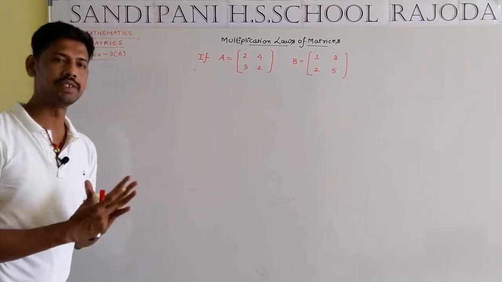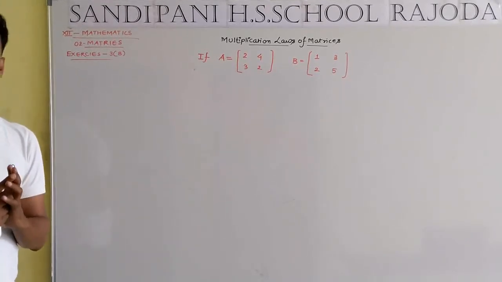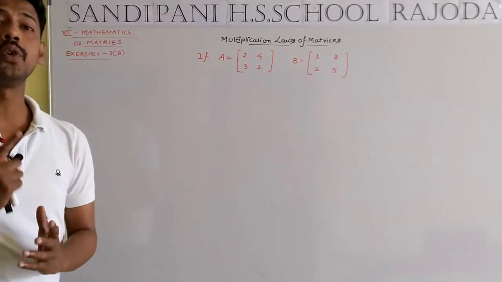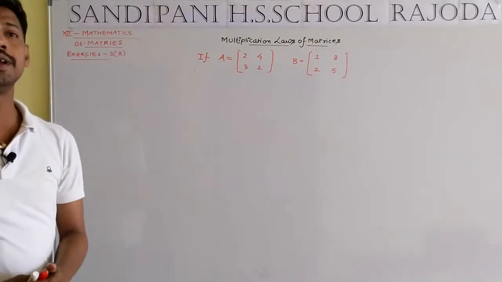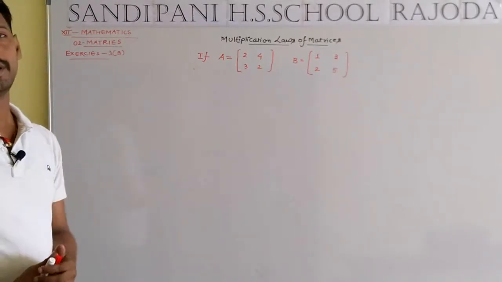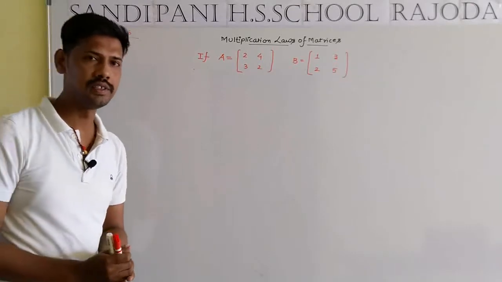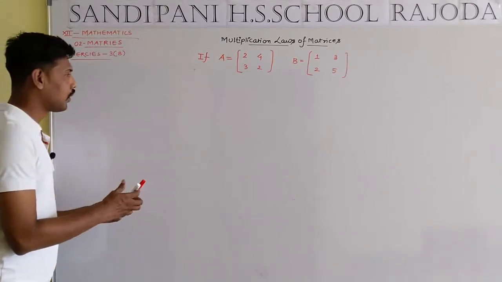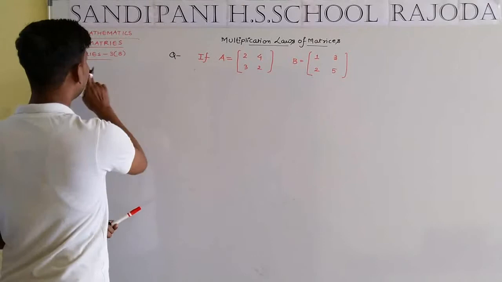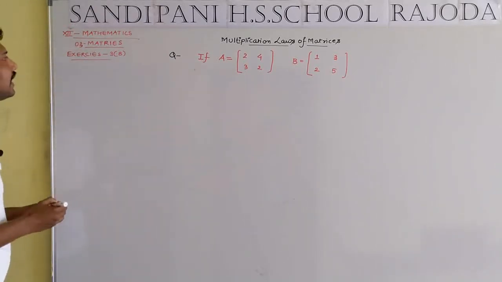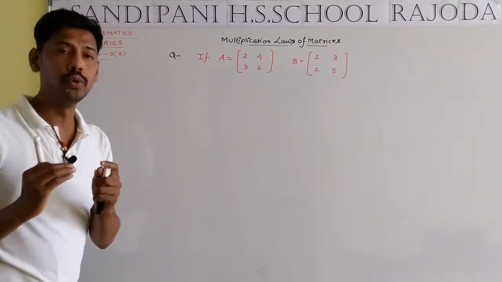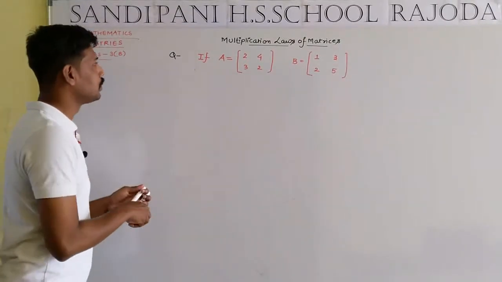In the previous videos, we have seen the addition and subtraction of matrices. Now we are taking multiplication between two or three matrices. We are taking the first question from NCERT class 12th mathematics, chapter 3 Matrices, exercise 3.2, question number 1.